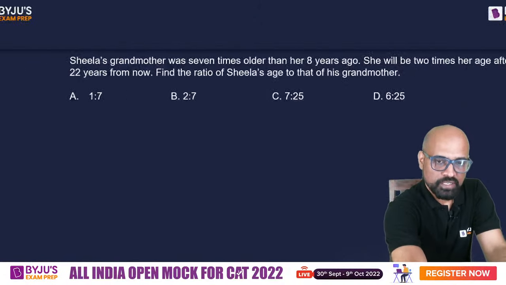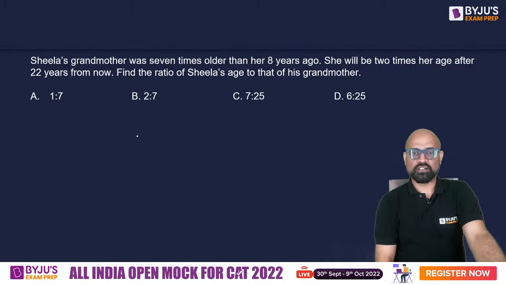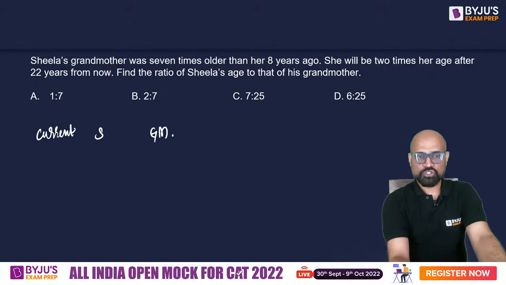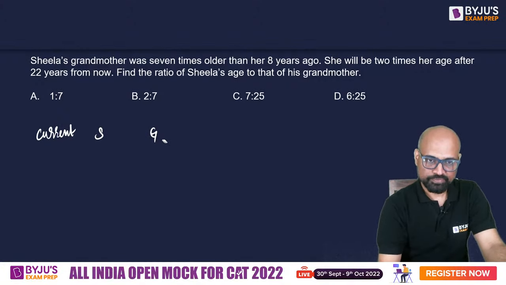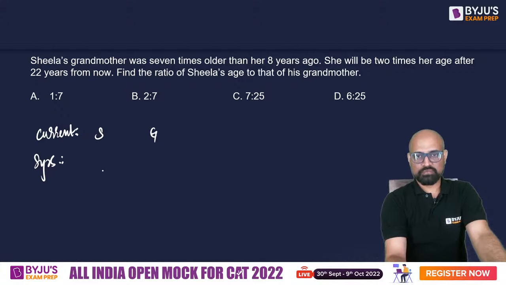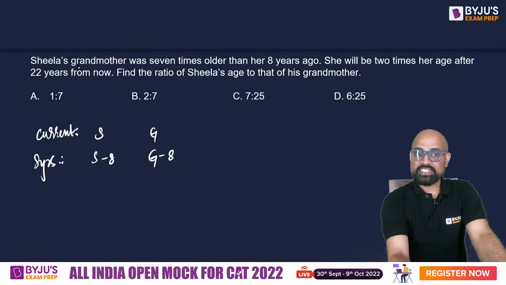Okay. Next one. Sheila's grandmother was 7 times older than her 8 years ago. So we have Sheila and we have her grandmother. This is their current ages, okay? So instead of grandmother, I will simply write G. These are the variables that I have chosen for them. Next, 8 years ago, what will happen? Sheila's age will be S minus 8. Grandmother's age will be G minus 8. At that time, Sheila's grandmother was 7 times the age of Sheila.